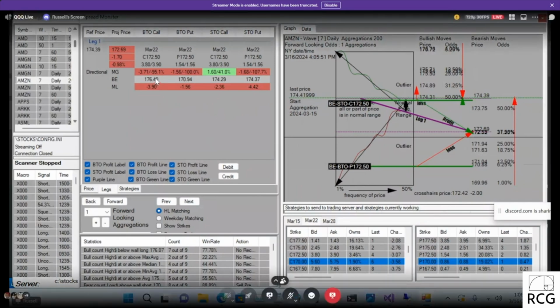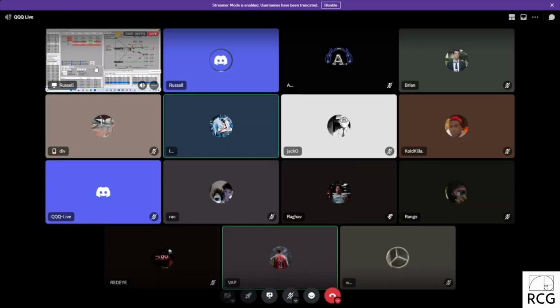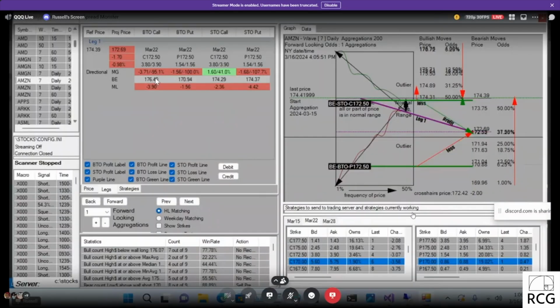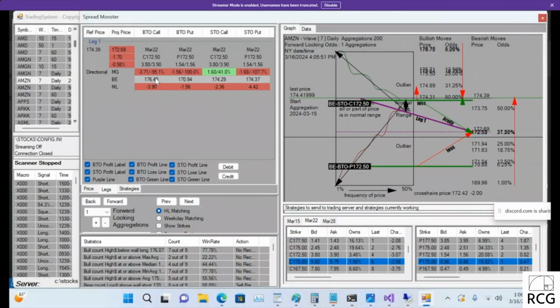Can I just ask a quick question? The BE for the sell to open on the calls and puts, isn't it wrong? Because if you have calls at 172.50 and you got in at 380, your break-even should be like 176, not 174.29. Yeah, it's funny you mention that. So we have a couple different things, like if we're doing naked.